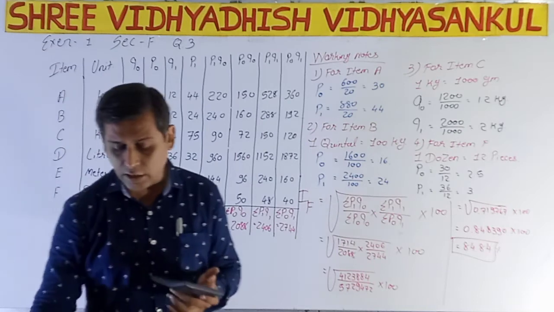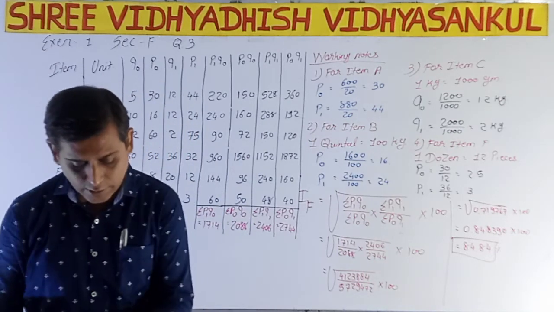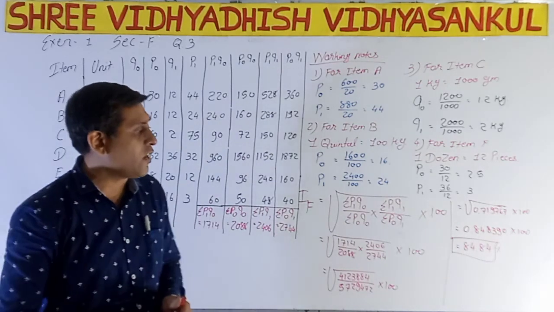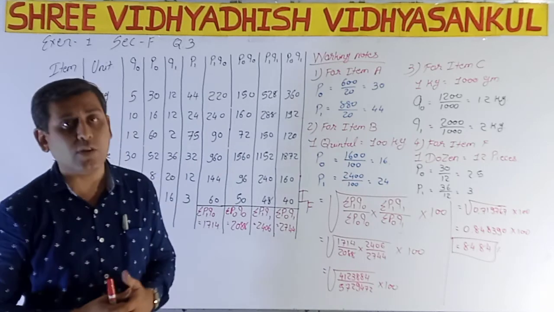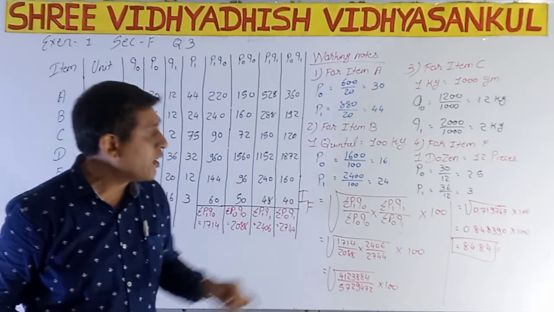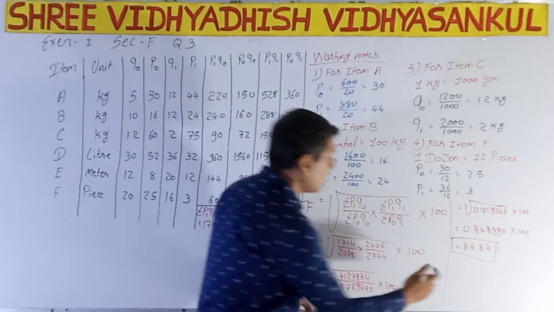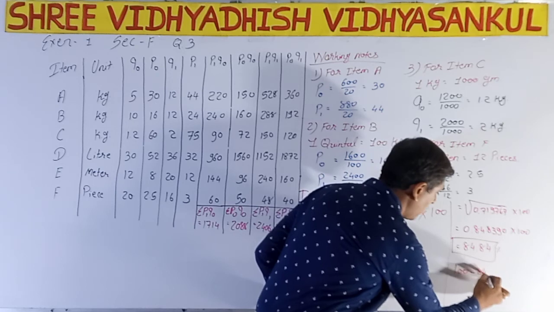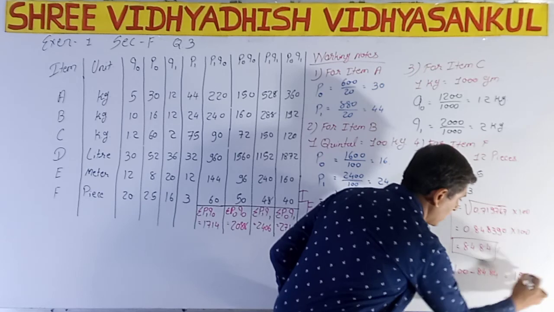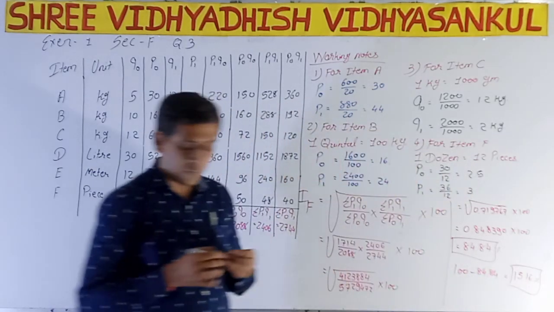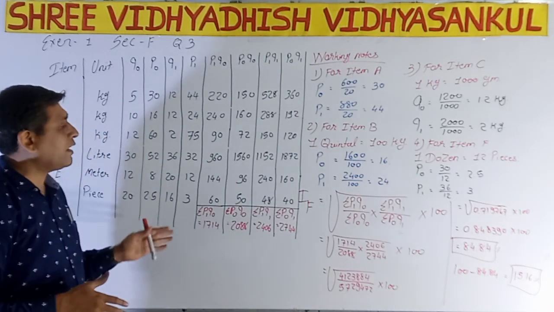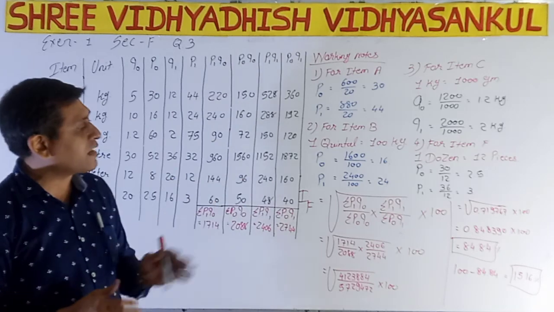See your answer for question number 3, that is the Fisher index number for all the items, is 84.84 percent, and you can write that 100 minus 84.84 is 15.16% decrease in the price of all the items, or you can say decrease in the index number.